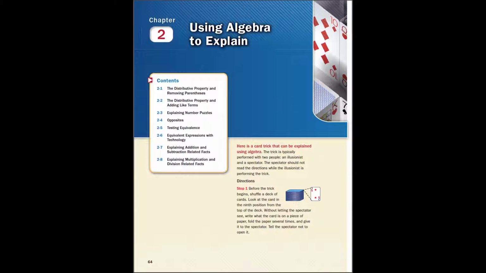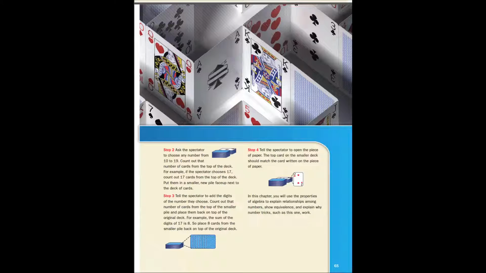The first thing to do in starting up this chapter is to read the chapter opener. This one's kind of cool because it teaches you a card trick, and then later on we'll look to explain it with algebra. If you can figure it out yourself, that'd be great. Try to see whether you can make an equation that makes sense given the problem and see how come it works the way it does. So read through the chapter opener. When you're done with that, we'll take a look at the 2-1 and we'll get started with the lesson.